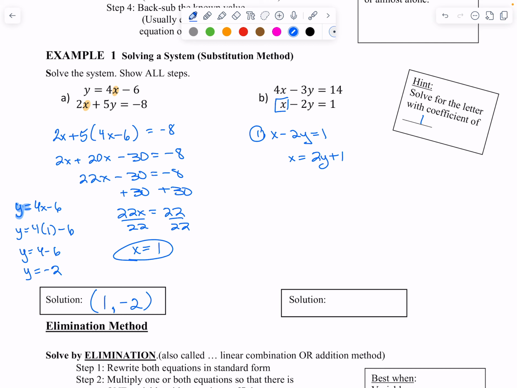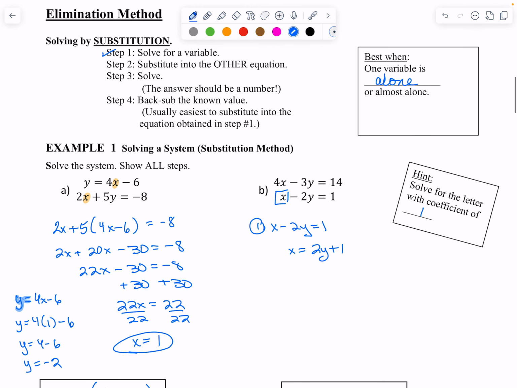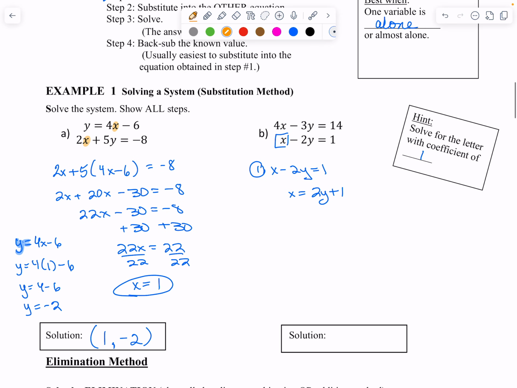Or you could write 1 plus 2y. Either way, doesn't matter. So that's my very first step: solve for the letter, which we did. Now we're going to plug this, my x, which is 2y plus 1, into the other equation where the x is.